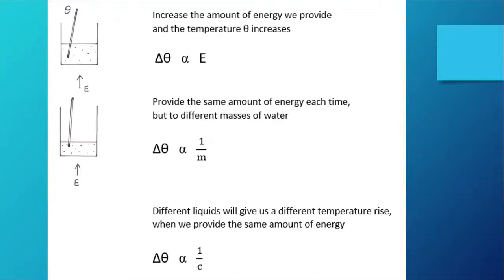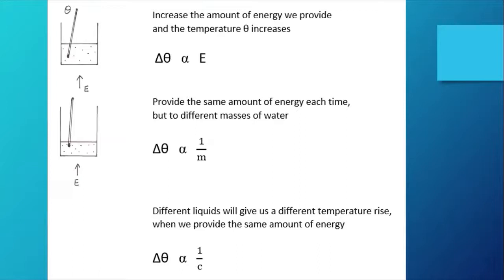Let's go further. If we have the same amount of heat energy supplied each time, but to different masses of water, then with less water, we have a bigger temperature increase. So delta theta is proportional to 1 over m.